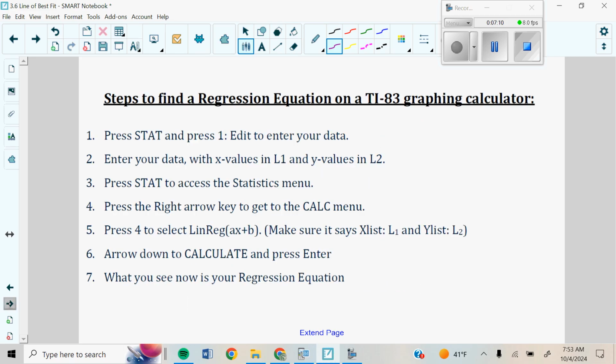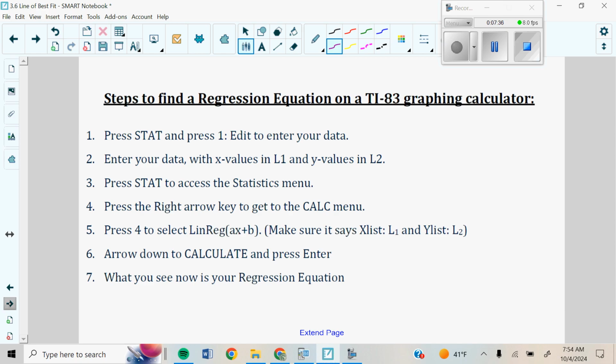So what we are actually going to do is have our calculator do this. Now we can do this by hand. What you would do is find two points, find the slope, plug it into point-slope, and convert it into slope-intercept form. That's the way we've been practicing for this unit, but I'm going to show you how to do a line of best fit, or a regression equation, on our calculator.